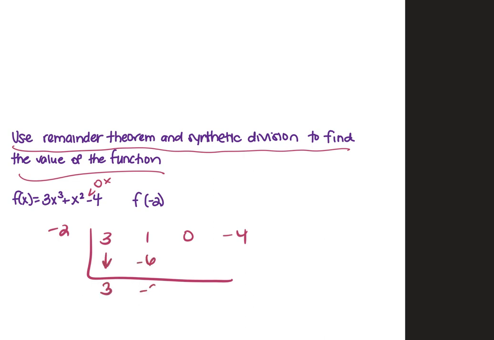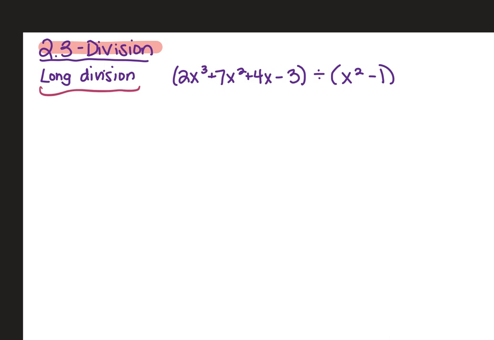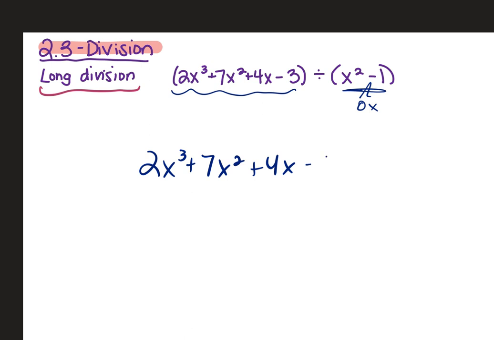Multiply it, put it in the next column and add it. Multiply it, put it in the next column and add it. Multiply it, put it in the next column and add it. And just that remainder is my answer. Just as a reminder for when we set this up, this has all the terms from 3 down to none, but this one is missing my 0x. So I do 2x to the third plus 7x squared plus 4x minus 3 divided by x squared plus 0x minus 1, okay?